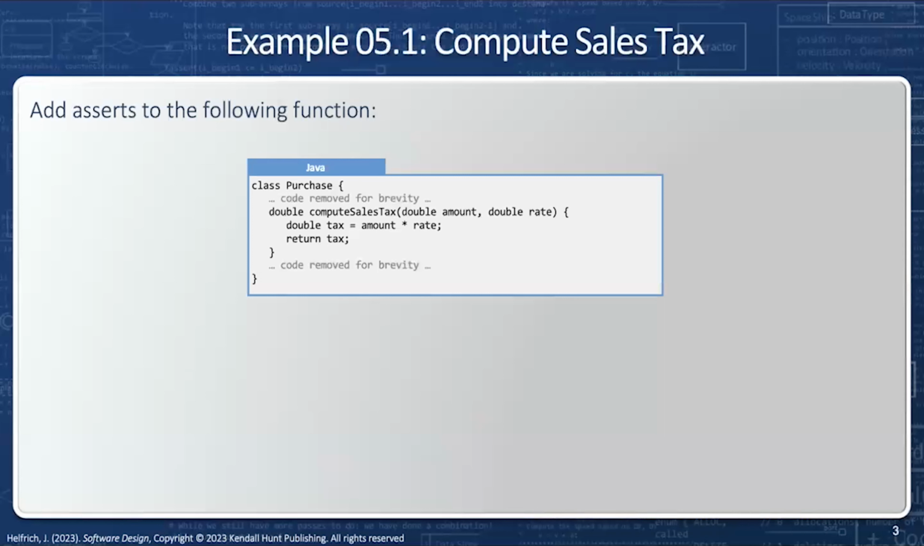To demonstrate how this works, we'll take a look at a simple Java program trying to determine the sales tax for a given item. So we're given an amount and a rate as parameters. And right now we're just going to blindly compute the tax and return it. Well, there are some assumptions that we made here, and let's take a look at these.